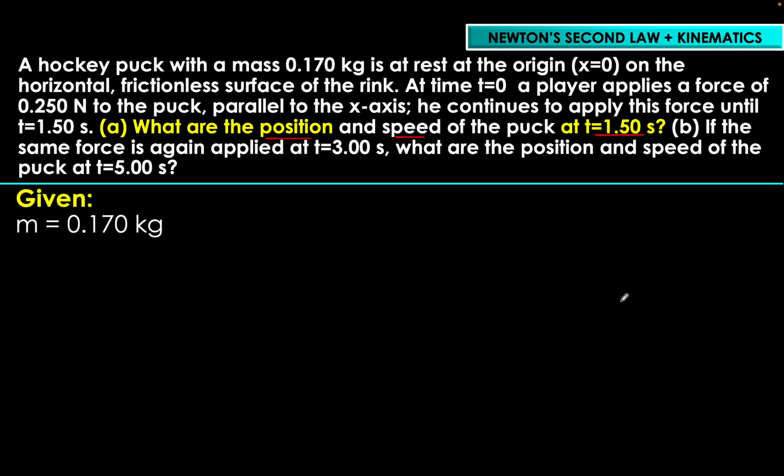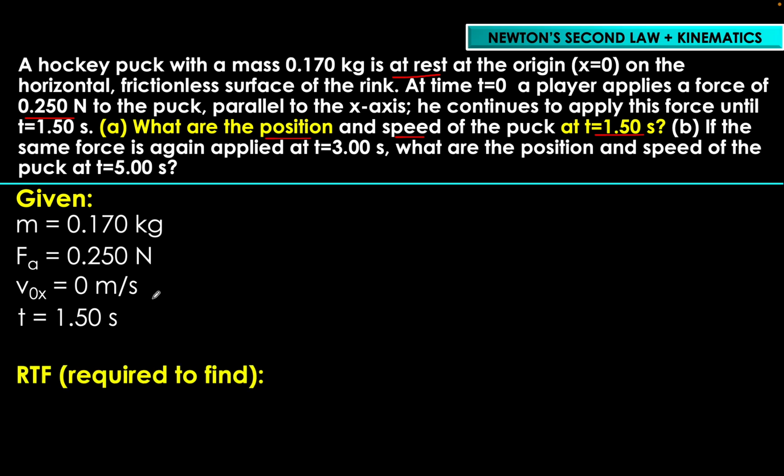Let's start by writing the given. The mass of the hockey puck is 0.170 kilograms. Next, the force applied on the hockey puck, it says here, is 0.250 newtons. And then the initial horizontal velocity has to be 0 meters per second because, as you can see, the hockey puck starts at rest. Next, the time that we are considering for part A is 1.50 seconds, so we're going to write it here. Next, the required to find is x, or position, at time equals 1.50 seconds. So this is how we write that.